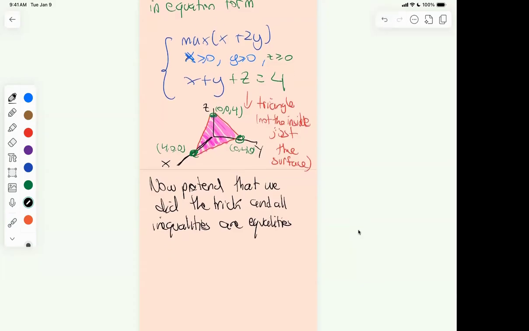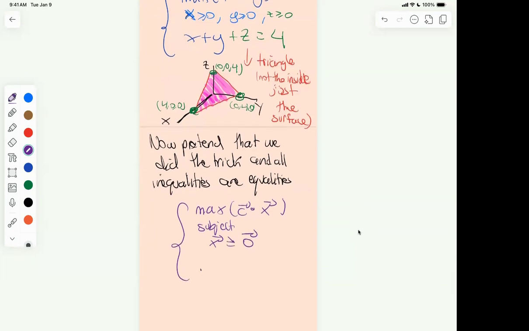Equalities. So how does our problem look? Our problem looks like you're trying to find the max of a dot product, subject to the entries of this vector being all non-negative. And now we have an equation, right?